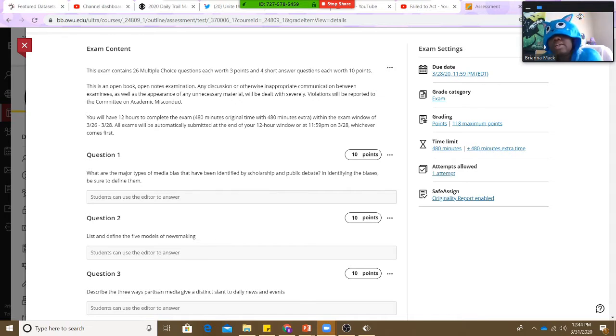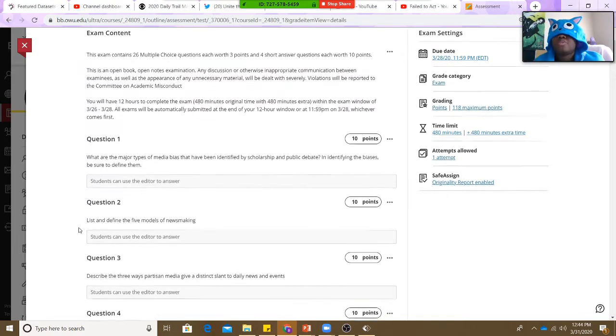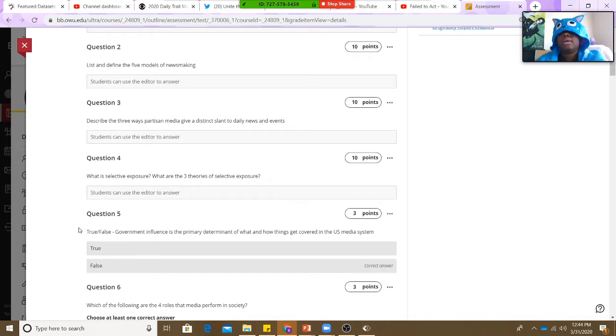And then 3, describe the 3 ways partisan media give a distinct slant to daily news and events. So we talked about this right before the midterm. This is from the Lewandowski reading posted on Blackboard. The 3 ways are as follows. 1, they slant how they talk about the issues of the day, offering one-sided coverage of political controversies and debates, and devoting disproportionate coverage to topics and issues that favor them.